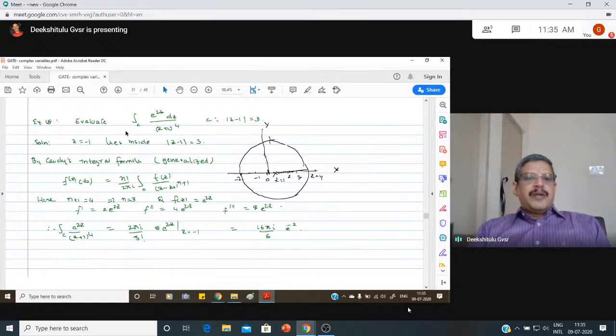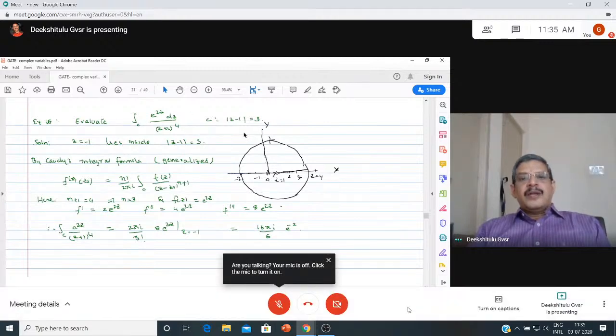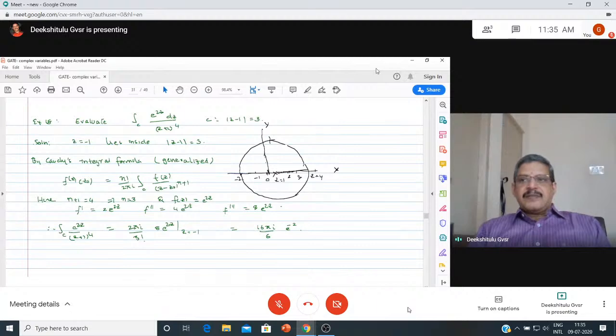You substitute the point at which the denominator becomes 0 in the given curve. If it is less than the right hand side, it is inside. If it is greater than that quantity, it lies outside. That is a simple test, you can do it. So clearly, z is equal to minus 1, we put it here, modulus of minus 1 minus 1, that is minus 2, is clearly less than 3. So z is equal to minus 1 lies inside.